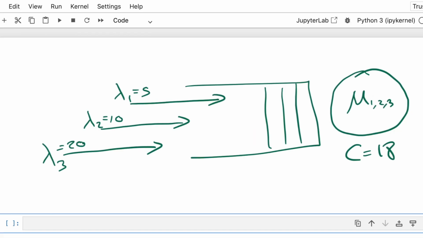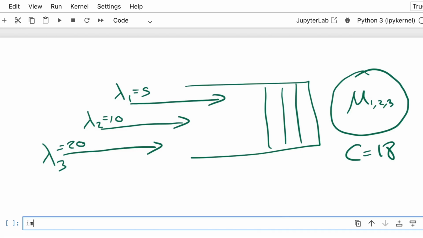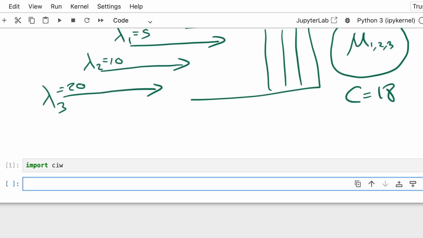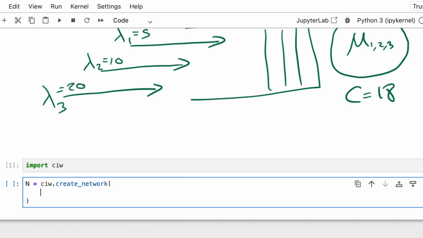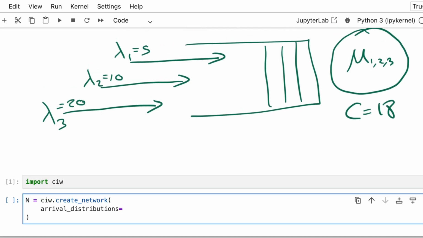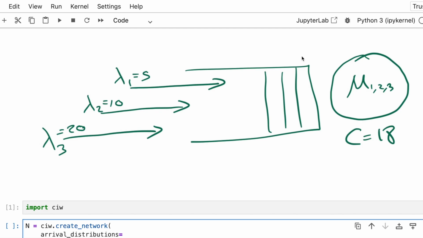Now let's think about the implementation. We'll do this using Q. First let's import the Q library. And as always, we will create a network object that represents our conceptual model. The first argument of this function is the arrival distributions. Now we only have one service centre here, so our parameters will be lists of length 1, but we do have 3 different types of customer arriving. There are 3 different classes of customer.